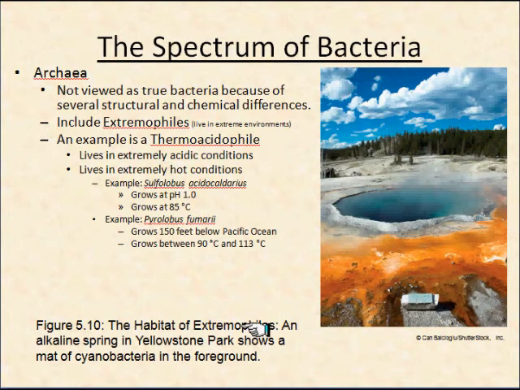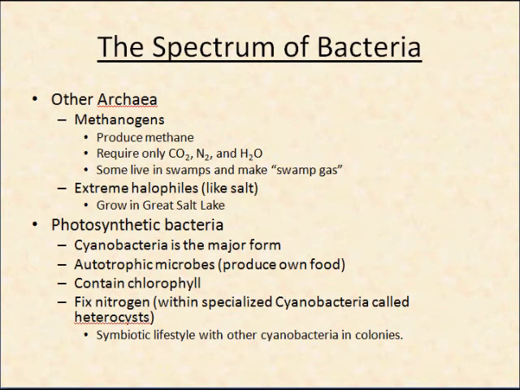This is an example of one of the habitats for an extremophile. This is an alkaline spring in Yellowstone, which shows a form of cyanobacteria lying on the surface of the ground in front of it. There are several other archaea, and again, archaea just do some odd things. So we have methanogens, which produce methane, and they only require carbon dioxide, nitrogen, and water. They don't require light. They break down some organic products. They live in marshes and swamps and make swamp gas. Methane, which is a burnable product, so actually like a natural gas.